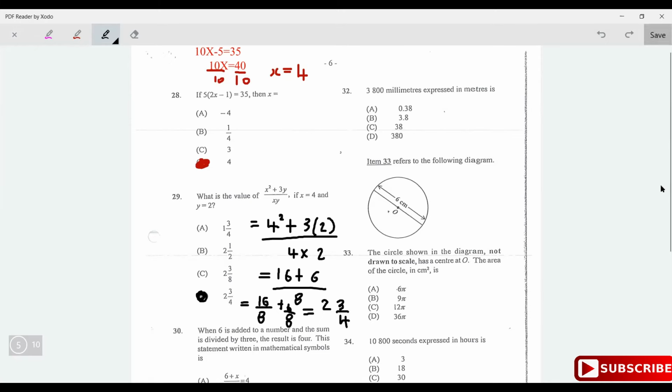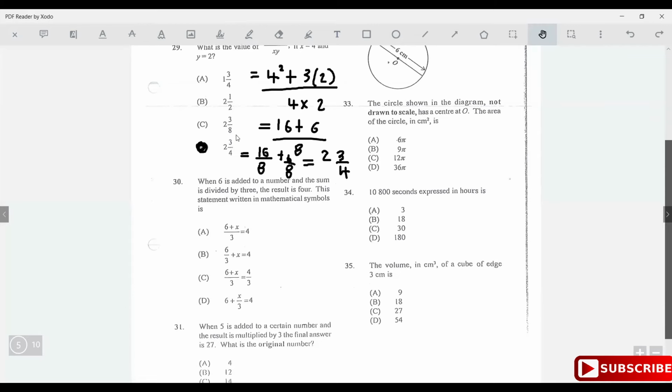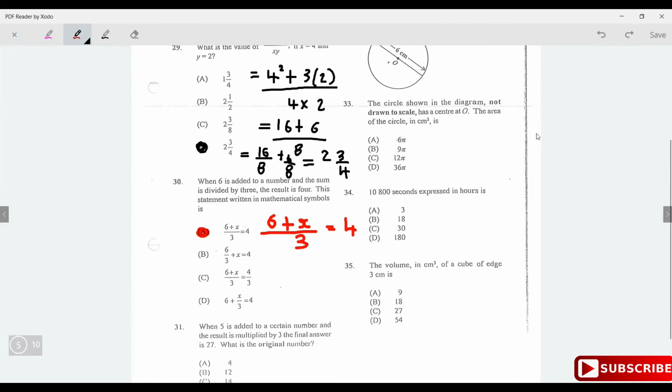Next question. It says, when 6 is added to a number, so 6 is added to some number, let's call that number x, and the sum is divided by 3, the result is 4. Which one represents this statement? Clearly it is option A.